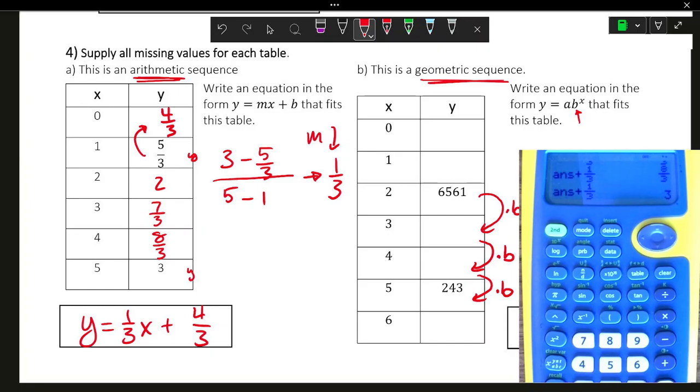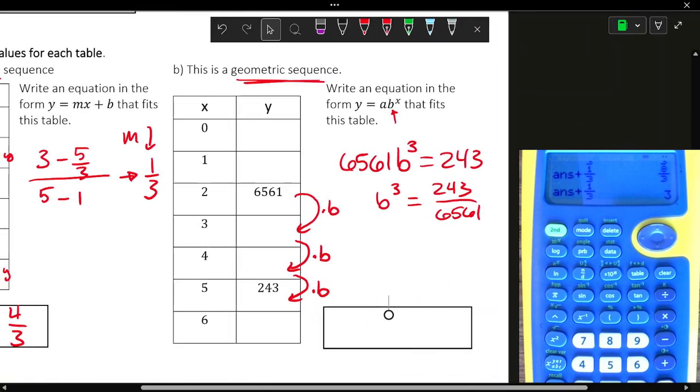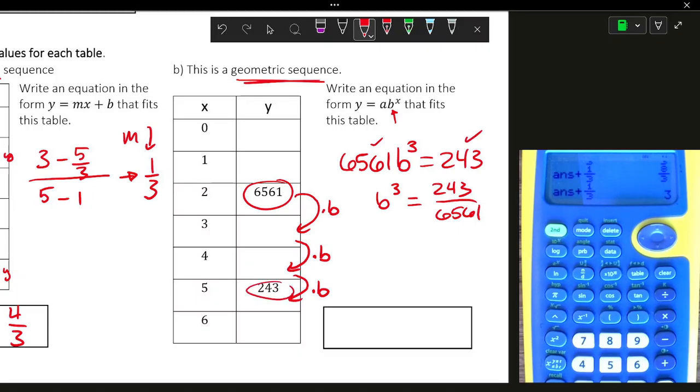In other words, 6,561 times b to the third gives me 243. Let's find out what b is. So b to the third would be 243 over 6561. Oh, I'm sorry, these are all off screen. So I've got the 6561, and it shrinks down to 243 when I multiply it by 3 factors of b. So 6561 times b cubed becomes 243. We've talked about this.